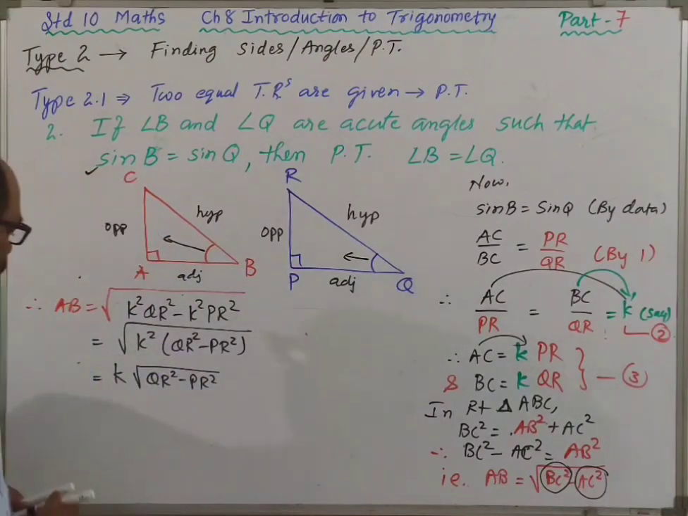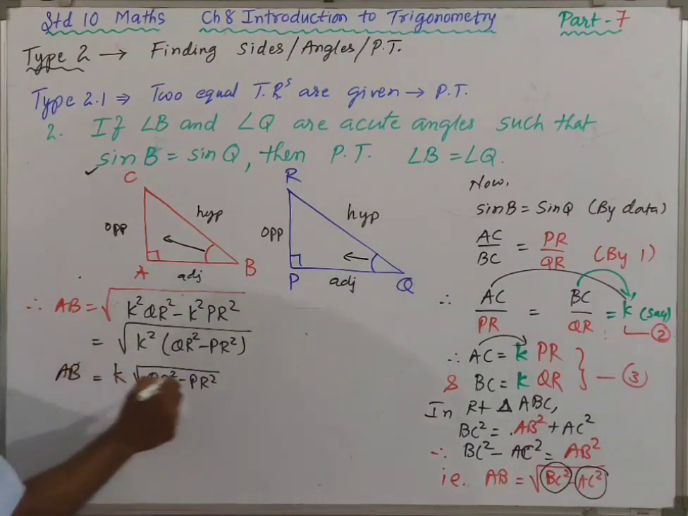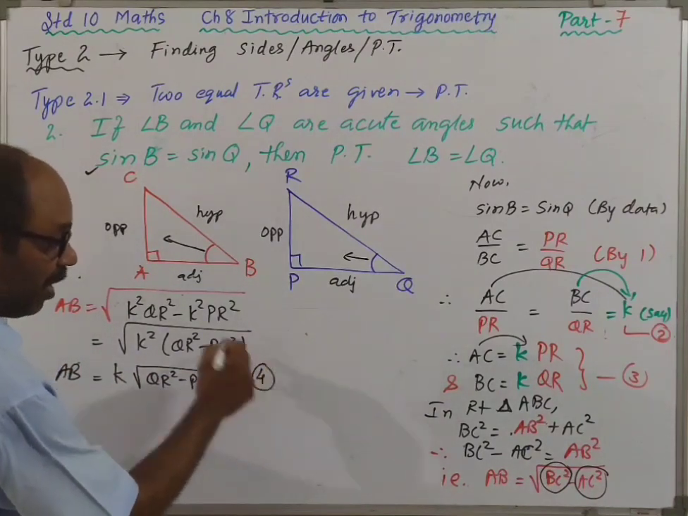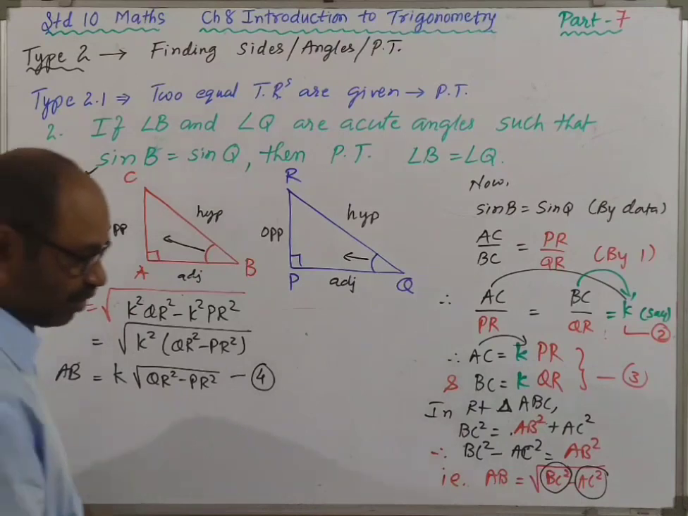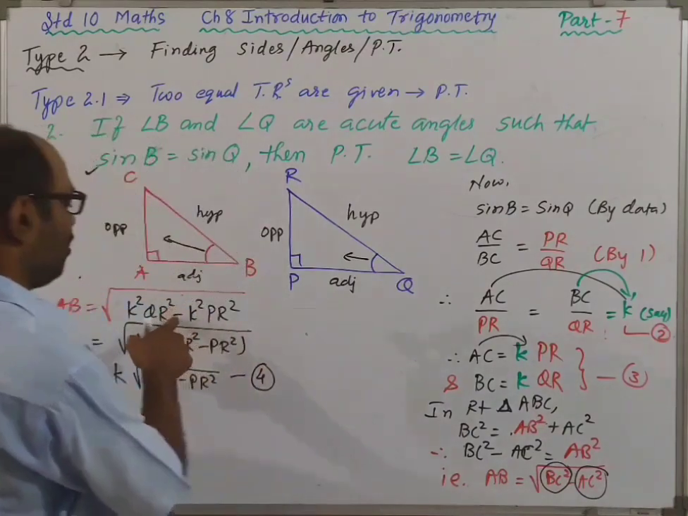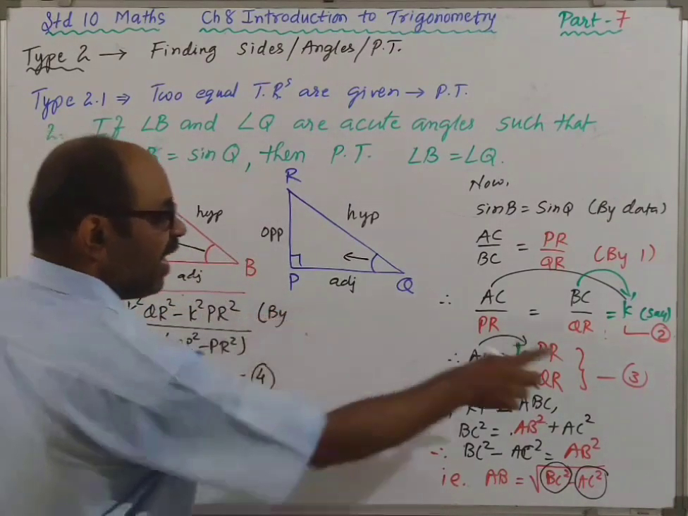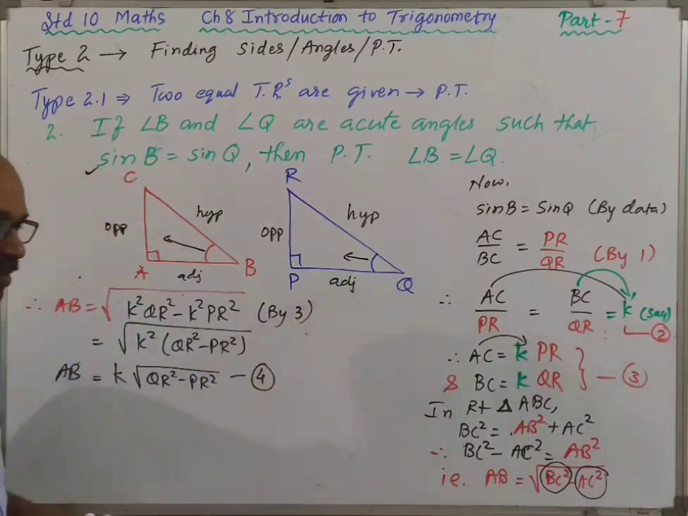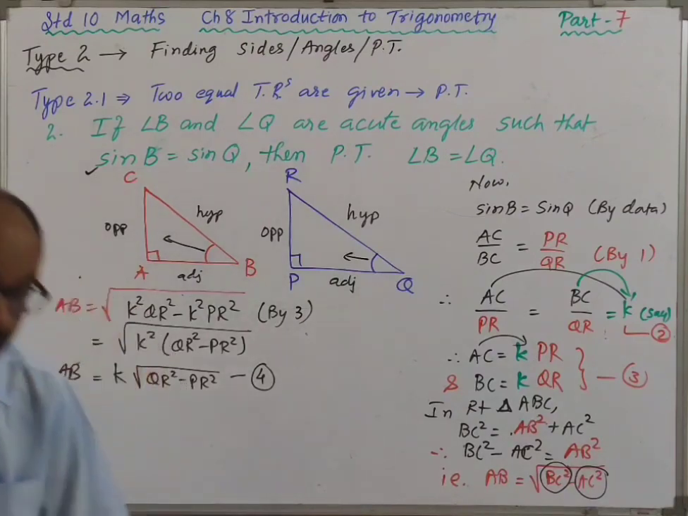Now you got this. AB equal to. Let's call it result number 4. And where did you substitute? आपने यहां substitution किया. कहां से? 3 से. So by 3. So what is AB? K into this. All right.